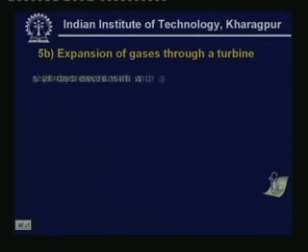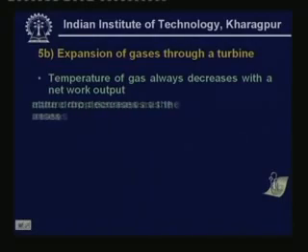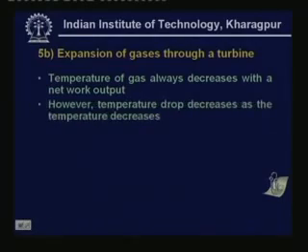Now let us look at expansion of gases using a turbine. As I have already mentioned, temperature of a gas always decreases with a net work output. That means whenever you are expanding a gas using a turbine, its temperature always drops. However, the temperature drop decreases as the temperature decreases. This is unlike isenthalpic expansion where the temperature drop increases as the temperature decreases. But in case of expansion of gases through a turbine, the temperature drop decreases as the temperature decreases. This is actually a disadvantage.